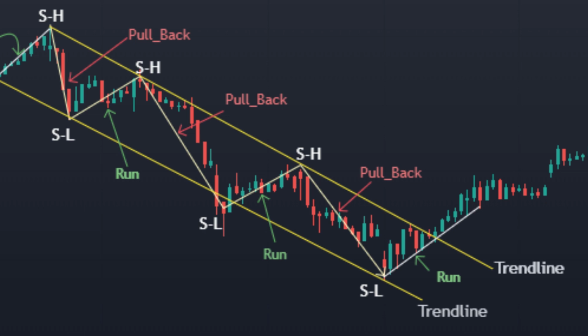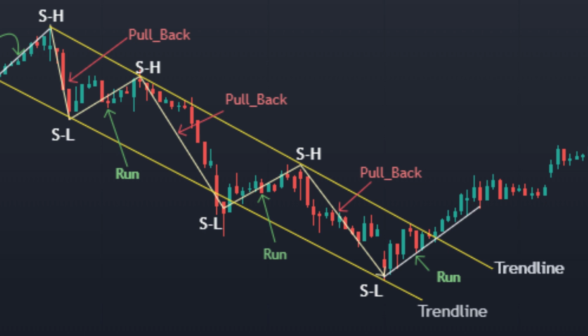To increase the reliability of a trend line, it is important to have multiple touches or confirmations. The more times the price interacts with the trend line, the stronger the trend is considered to be. Generally, at least 2 to 3 significant touches are required to establish a valid trend line.